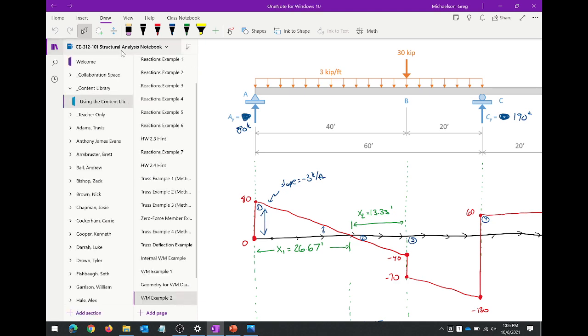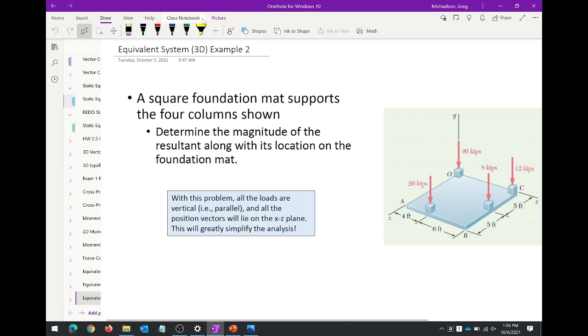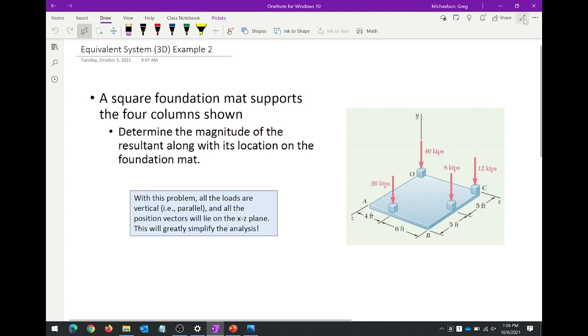This is last class. And we're going to do this problem first. Okay.